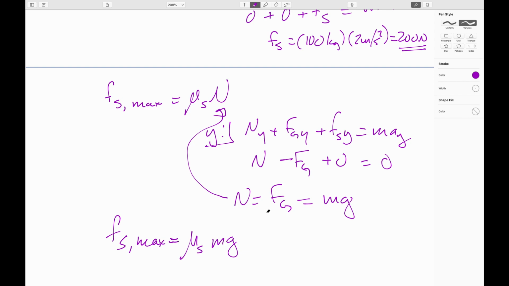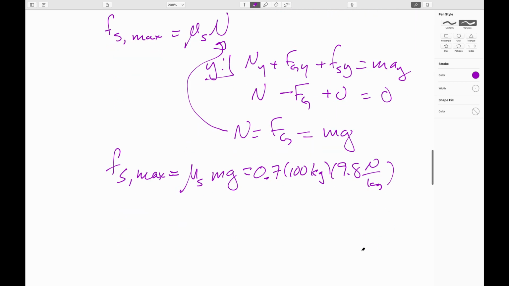Okay, so anyway, we can put in the numbers here. So our coefficient of static friction was 0.7, 100 kilograms, and 9.8 newtons per kilogram for our gravitational field strength. This gets us 686 newtons.